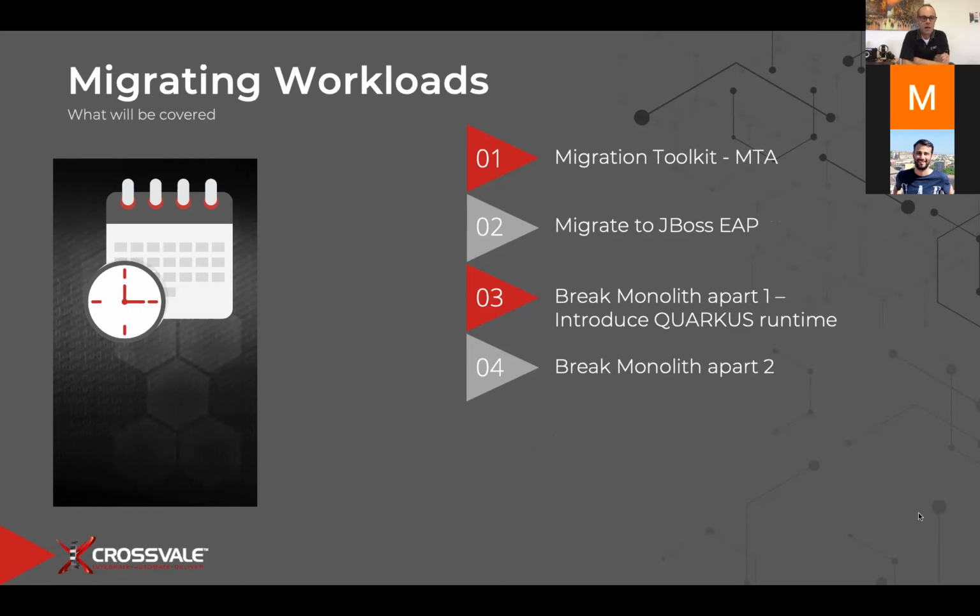But today, migrating workloads. What we're going to touch on as we kick off is the migration toolkit, MTA, as it's aptly called. Then we're going to look at a JBoss EAP and start a migration. And then we're going to get that good old monolith and do a sort of phase one of breaking the monolith. This will introduce you to one of the runtimes that Red Hat has brought into the OpenShift ecosystem, which is Quarkus. So we'll touch on Quarkus.